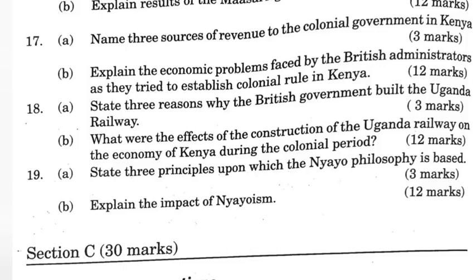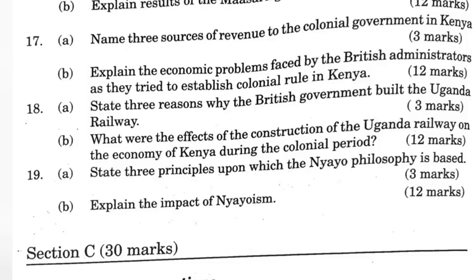Question 18a. State 3 reasons why the British government built the Uganda Railway. 1. To establish effective control over British East Africa by linking the coast with Uganda. 2. To facilitate the movement of troops and administrators within the British colony. 3. To promote economic growth by linking Uganda with the East Coast and the outside world. 4. To stop slave trade and promote legitimate trade.